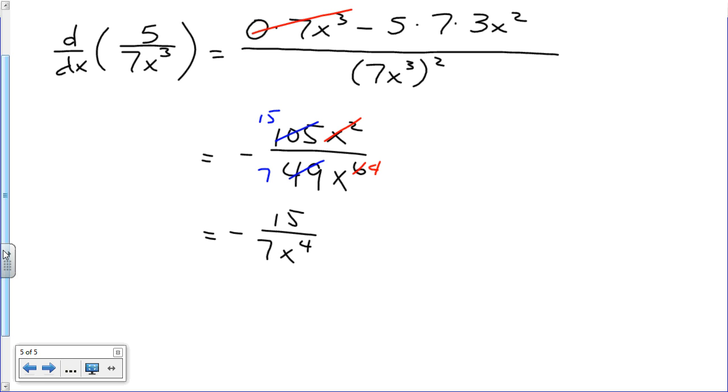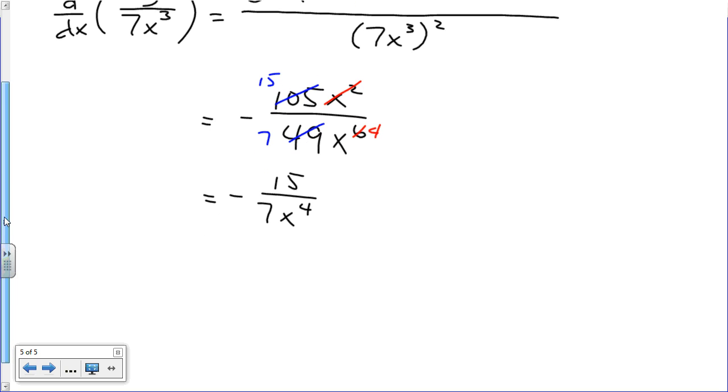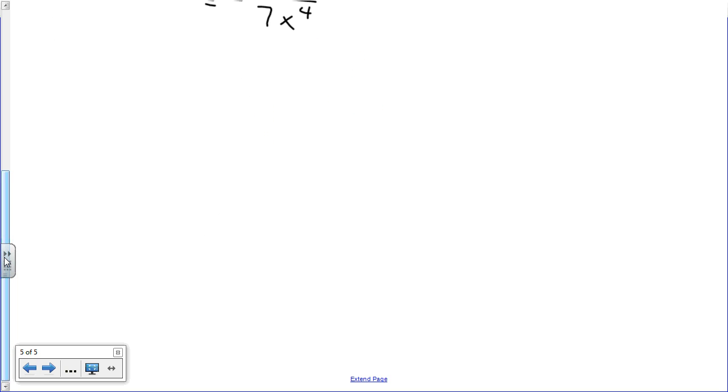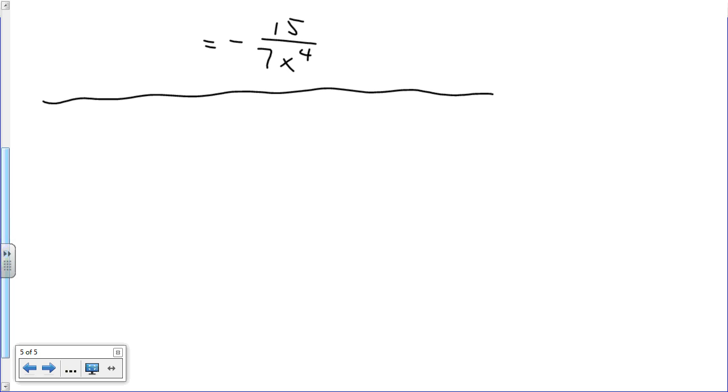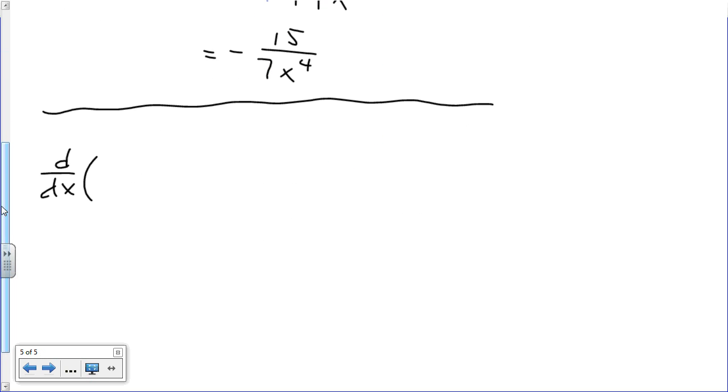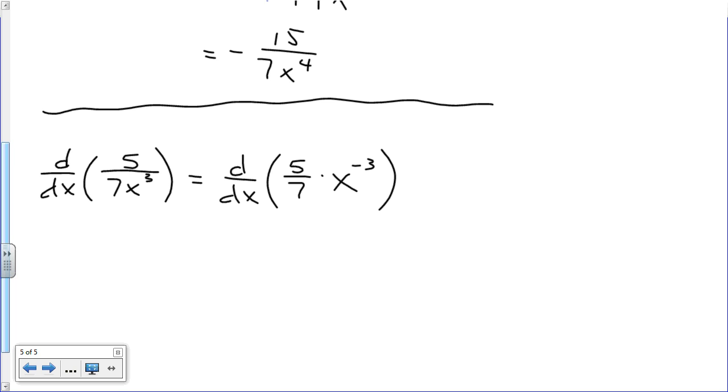And if you compare that to how we could have rewritten this problem and used power rule to answer this one, let me just show you the result we would have gotten. Let me just show you a second method here. Again, I strongly am going to urge that you use the quotient rule to find the derivative of this, but this is what we would have ended up with. I guess we can write it this way. So the derivative of this is equal to the derivative of this function. I'm going to rewrite this as 5/7 times, instead of dividing by x cubed, that's the same as x to the negative 3 power.